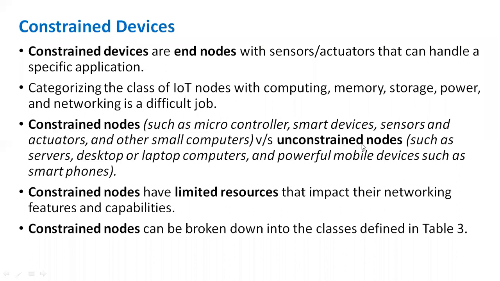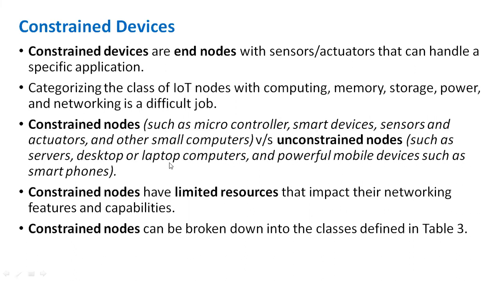And then what do you mean by unconstrained nodes? It's exactly the opposite. It means they use high resources. It may be in the form of power: they may consume more power, they may require more storage, they may require more memory, they may have a high computing speed, and they have high networking capacities. So this type of device is grouped together in the category called unconstrained nodes.